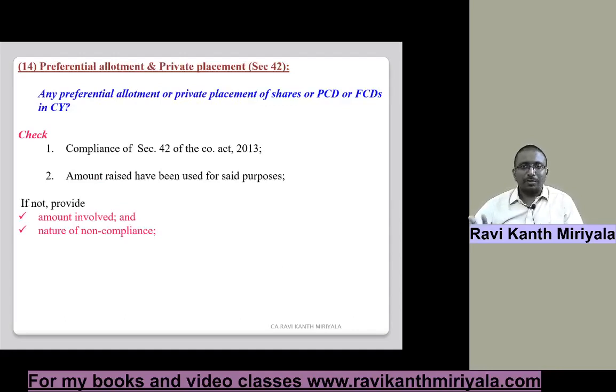Preferential allotment and private placement, which is governed by section 42. This is also in the same way. Compliance of section 42: first, if you are issuing any private allotment or preferential allotment. Preferential allotment means we are giving separately. Private placement is also given separately. Preference in what? Preference may be in rate, or in period, repayment, something like that. Partly convertible debentures or fully convertible debentures: PCD means partly convertible debenture, and fully convertible debentures are shares. In these three things, is there anything? Yes. Then what is the information, what is the purpose of it, is supposed to be disclosed. Again, compliance of a section.